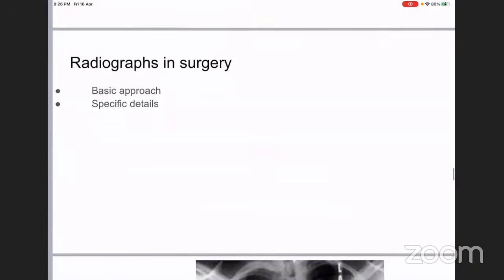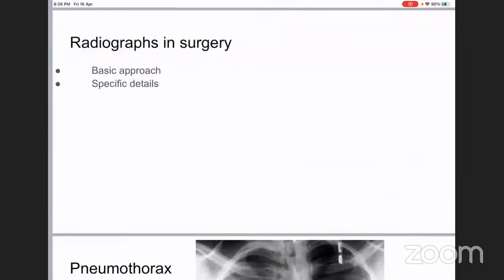We are actually running out of time, so let us quickly move through the commonly quizzed radiographs in surgery. What is your basic approach? You should identify the film, whether it is a plain radiograph or a contrast radiograph, and what is the anatomical site being depicted. Is it a chest X-ray, an abdominal X-ray, an X-ray KUB, or a pelvis X-ray? And what is the view? Is it an AP view, a PA view, a lateral view, or an oblique view? These things are of paramount importance when you begin reporting your X-ray.